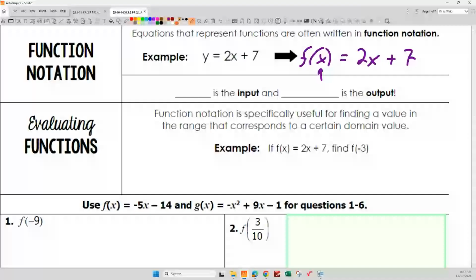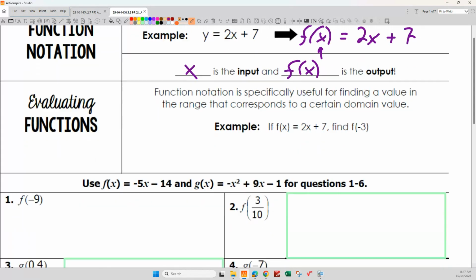So x is the input. The function is going to operate on that input. It's got some recipe, we call it a rule, that it's going to follow. We're going to multiply by 2 and then add 7 to calculate the outputs for those inputs, right? So x is the input. And what's the output? y, but what are we calling it now if it's function notation? f of x, yeah. So x is the input, and f of x calculates the output. We apply that rule and it calculates the output.